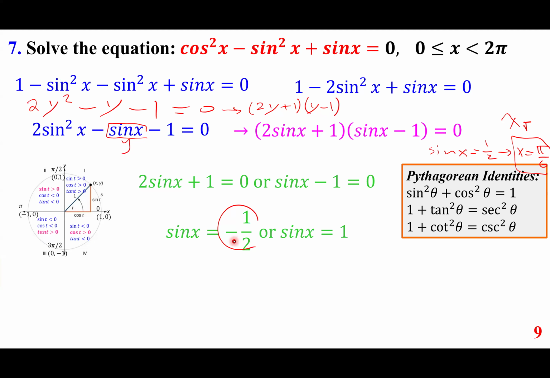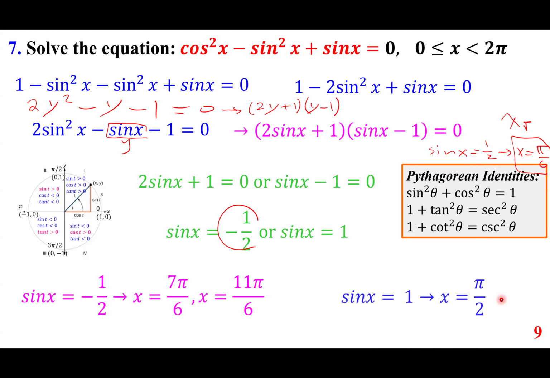Negative, where is sine negative? The sine is negative in the third and fourth quadrants. In the third quadrant, you add pi, becomes 7 pi over 6. In the fourth quadrant, you subtract it from 2 pi, becomes 11 pi over 6. So you have those. And as I mentioned, for sine x equals 1, the answer is easy.